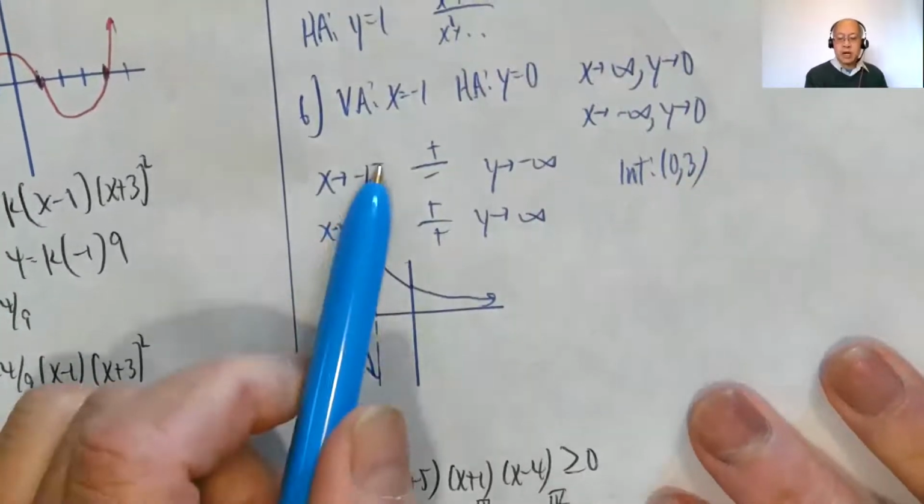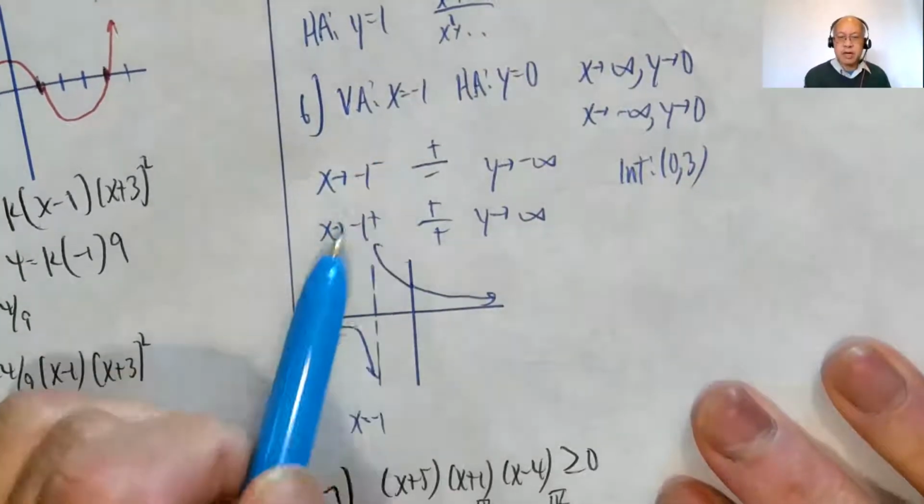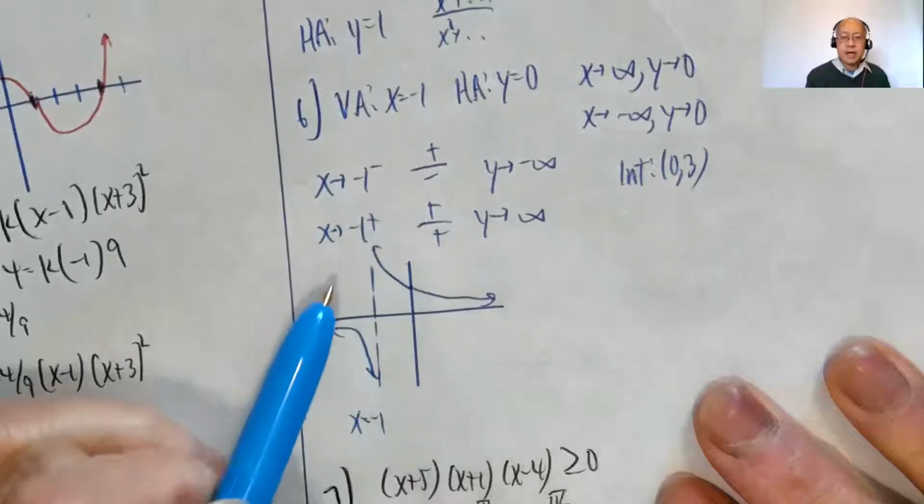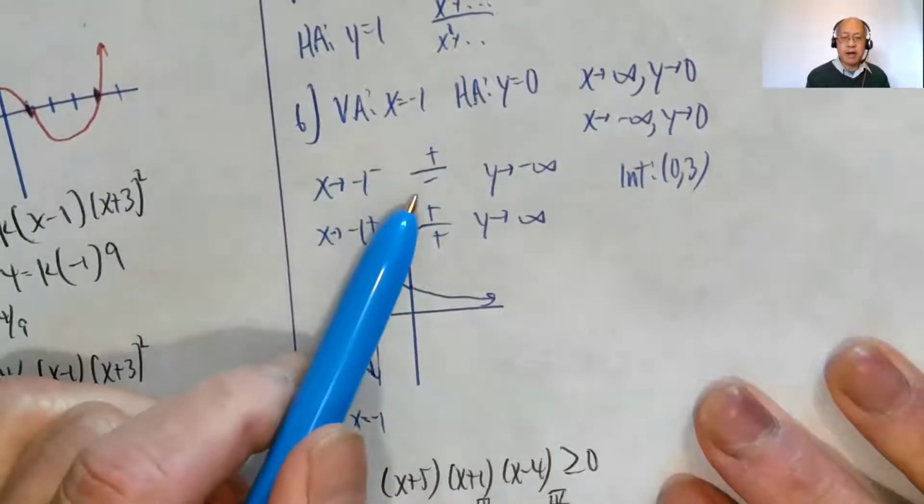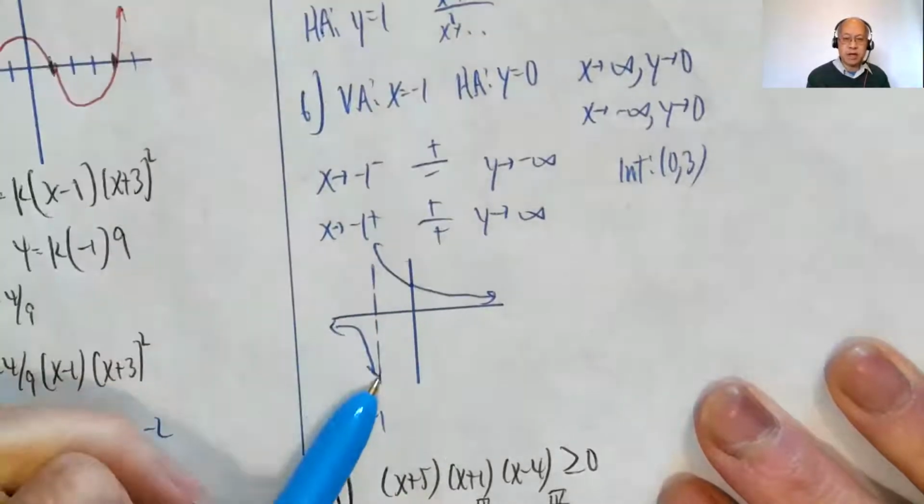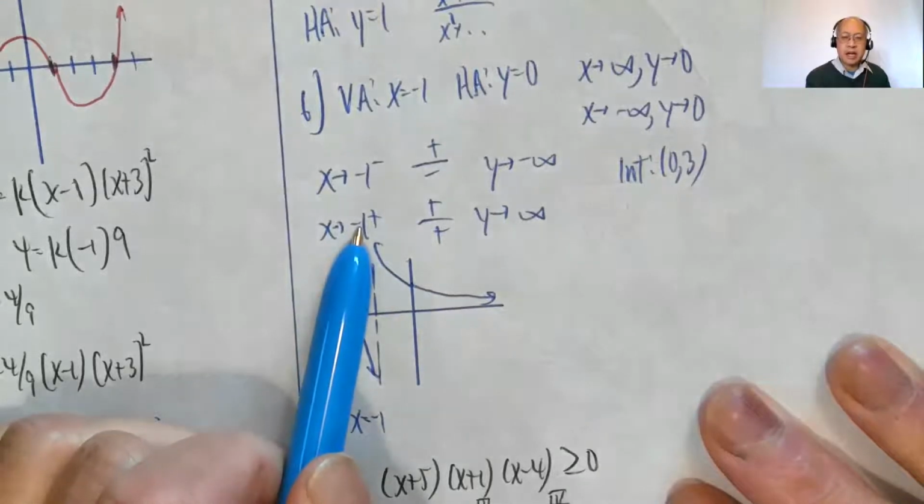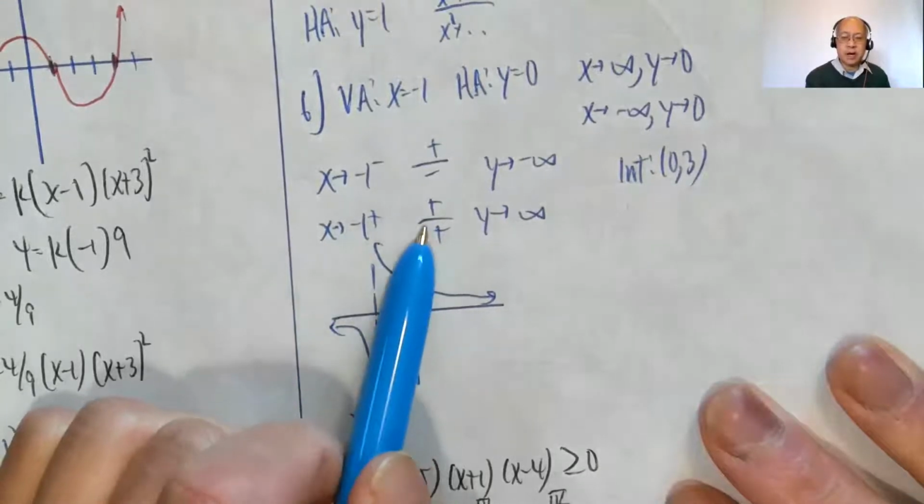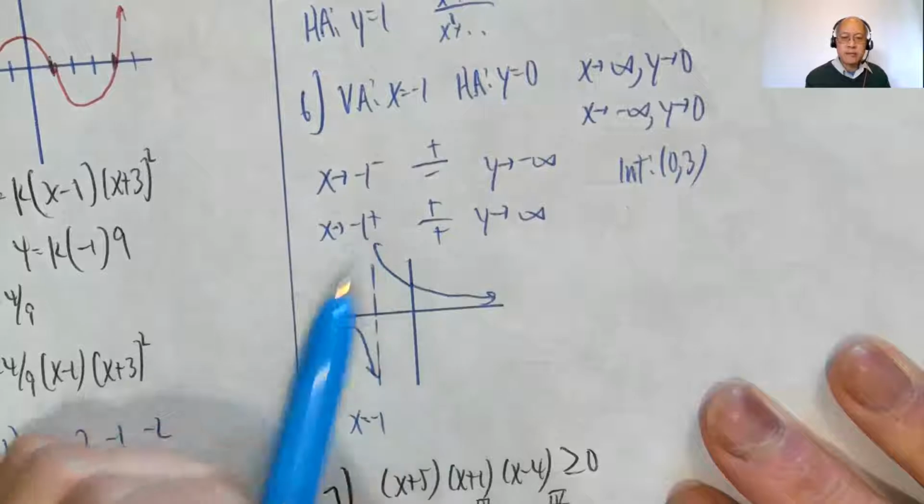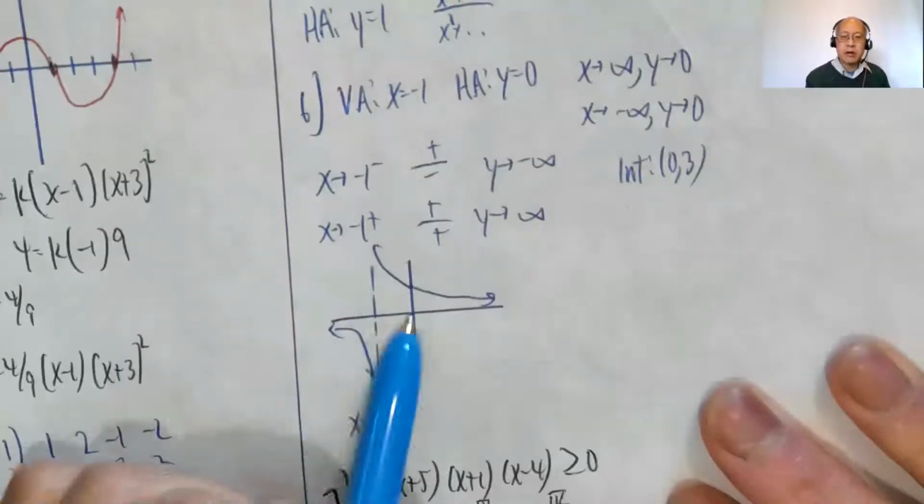A little bit to the left, well, the numerator is always positive 3. A little bit to the left, I get a negative. Positive divided by negative is negative. Y approaches negative infinity. X approaches -1 from the right, like -0.99. You'd have positive divided by positive. Y goes to infinity.